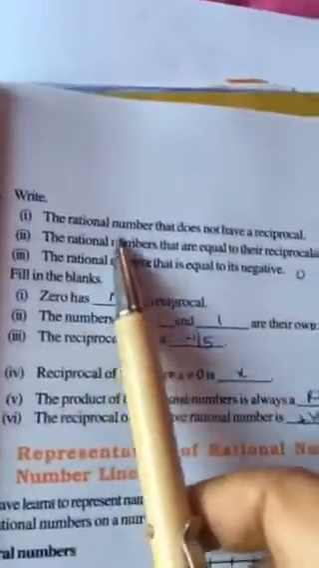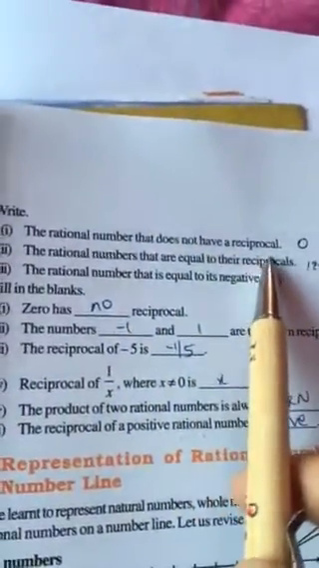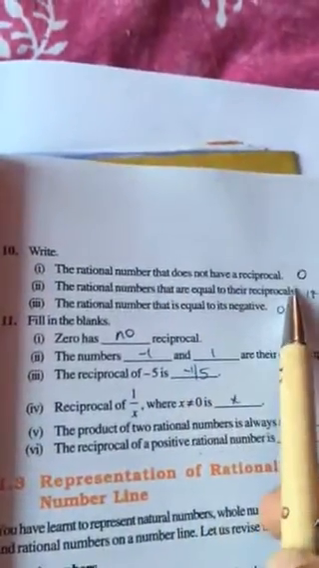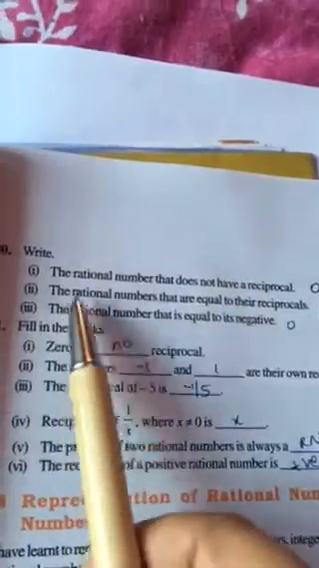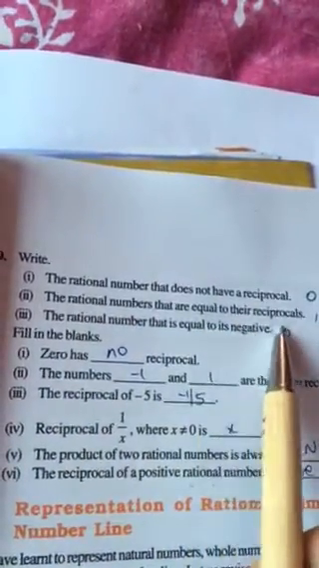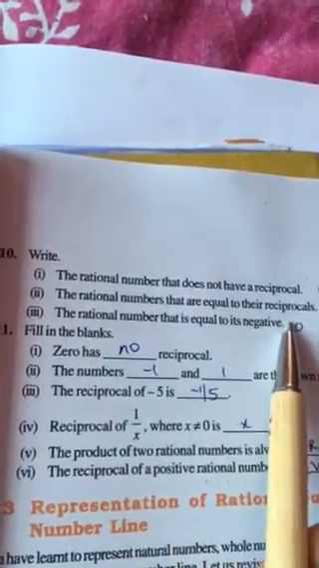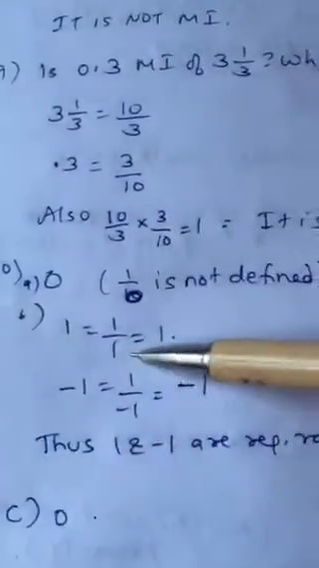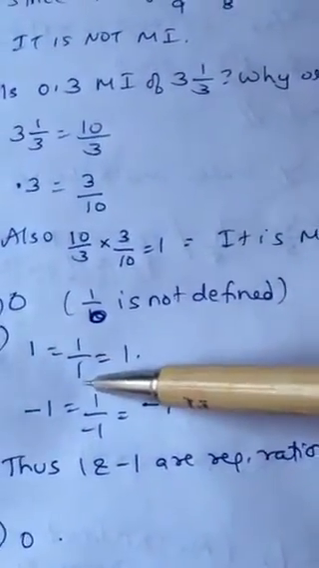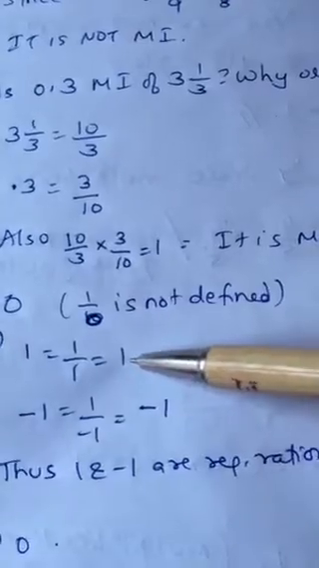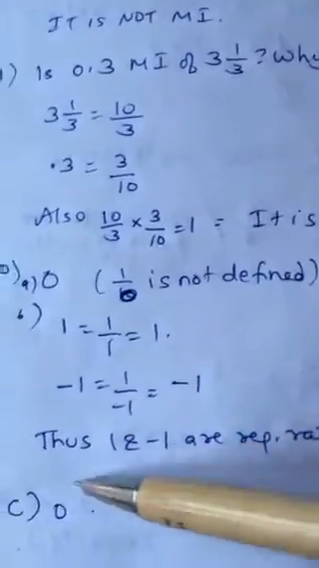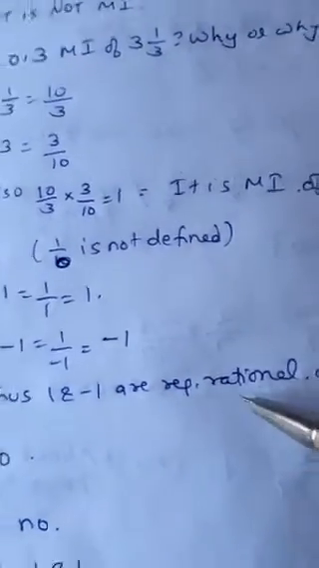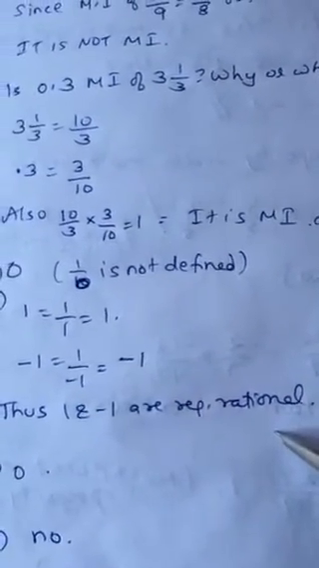The rational numbers that does not have a reciprocal. So 0 is the rational number which does not have a reciprocal. So 0 by anything, it does not have a reciprocal. The rational number that are equal to the reciprocal. So the equal to the reciprocal is 1, because 1 by 1 is equal to 1, and minus 1 means 1 by minus 1 equal to minus 1. So this 1 and minus 1 are the required rational numbers which are equal to the reciprocal.